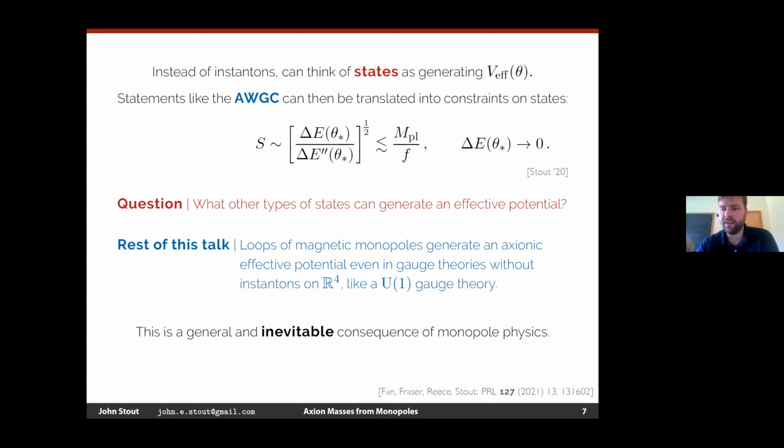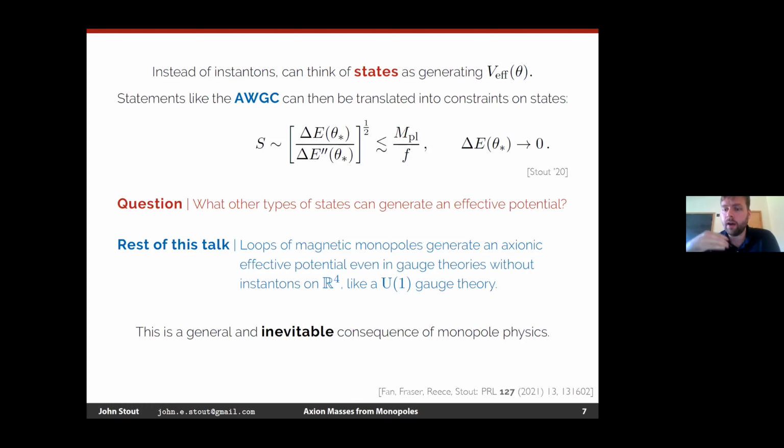I tell you the properties of these states, how I can use those states and that information to get an axionic effective potential. And in fact, what the rest of this talk will focus on is understanding how and why loops of magnetic monopoles, virtual magnetic monopoles, can generate an axionic effective potential, even in theories that don't have or don't support instantons. Okay. And as I'll describe, this is an inevitable consequence of magnetic monopole physics.